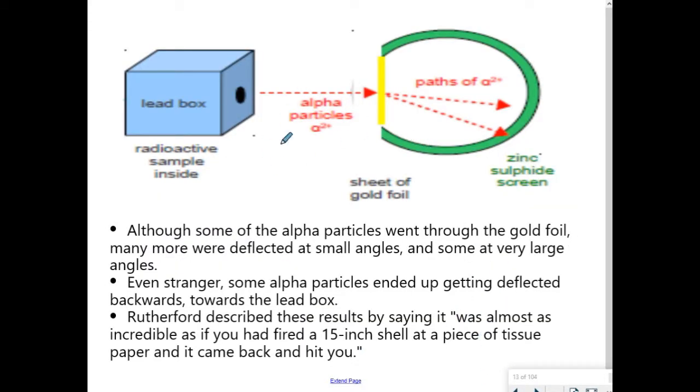So here again is a picture of what happened. Inside this lead box is basically radioactive material. Radioactive material is being shot in all directions. Fortunately, it's inside a lead box, and so in theory, that should protect these scientists. Except that randomly, once in a while, a particle would get shot out this way.